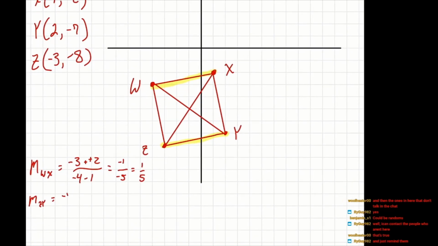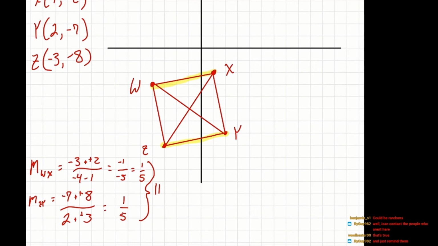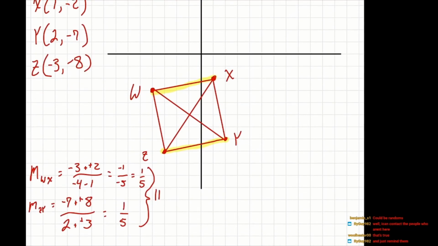Negative 7 minus negative 8 over 2 minus negative 3. These are going to switch to addition, both of them for me at least. So I get positive 1 over 5, which is great. That's exactly what we wanted. And now that you have this slope, you should be able to predict what the next two have to be.